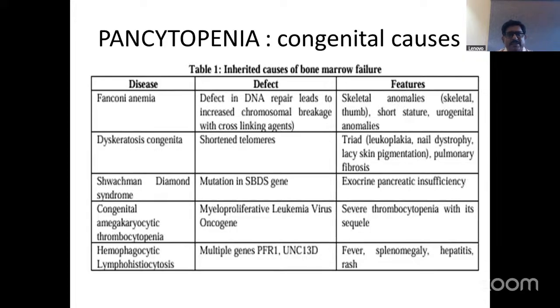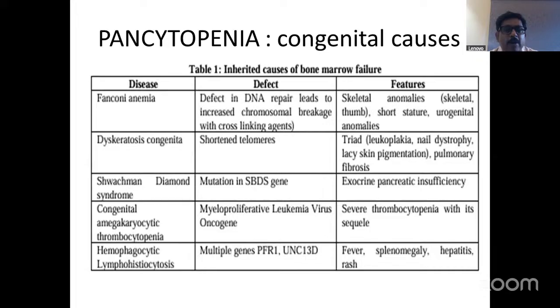Now, there are some telomerase diseases which we call telomeropathies, and of the telomeropathies, dyskeratosis congenita is an important cause of congenital pancytopenia, where the telomeres are shortened. Dyskeratosis congenita presents with a triad of leukoplakia, nail dystrophy, and lacy skin pigmentation, what we call as Caffe au lait spots, and pulmonary fibrosis.